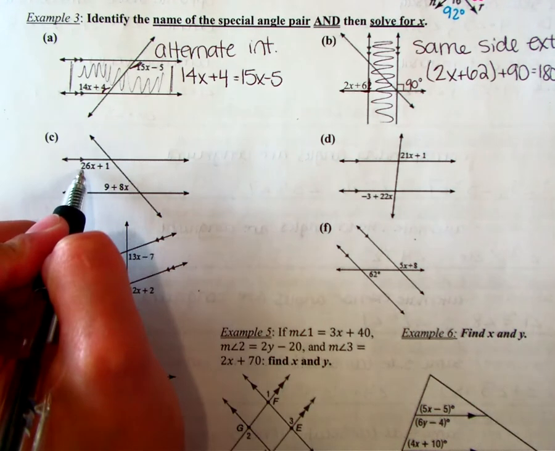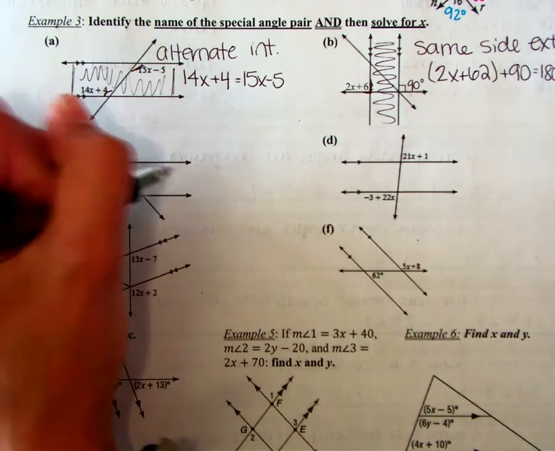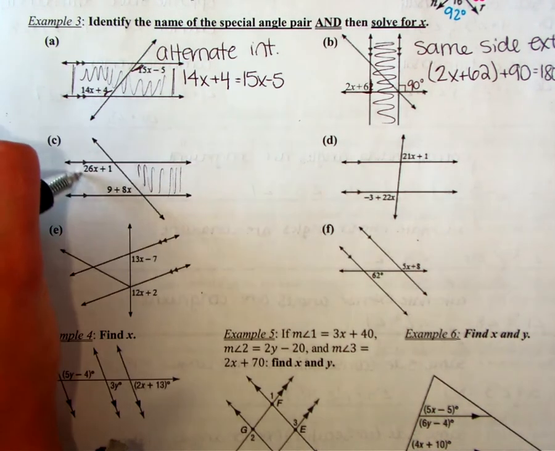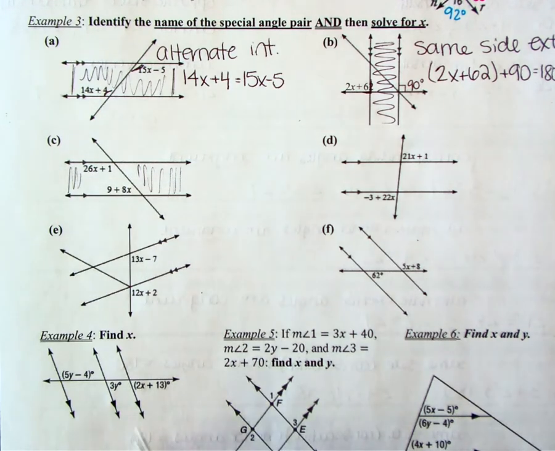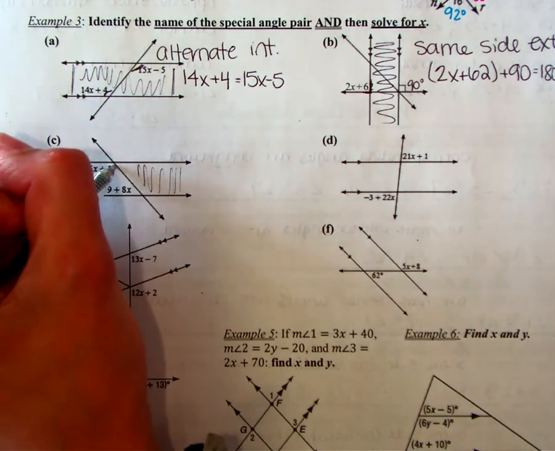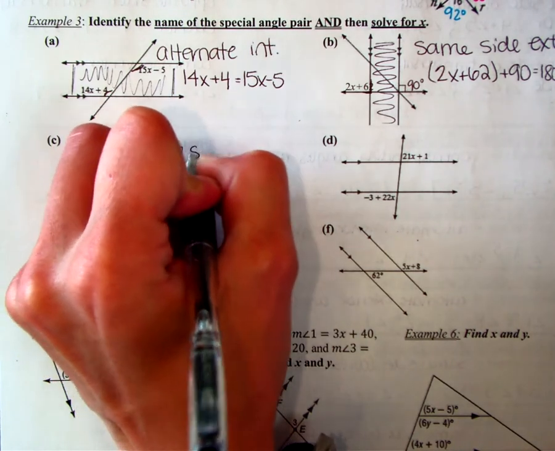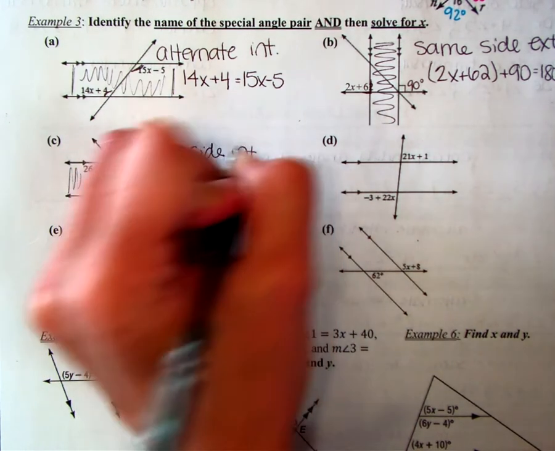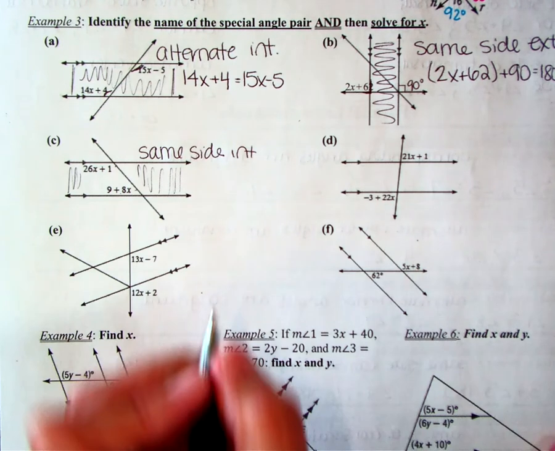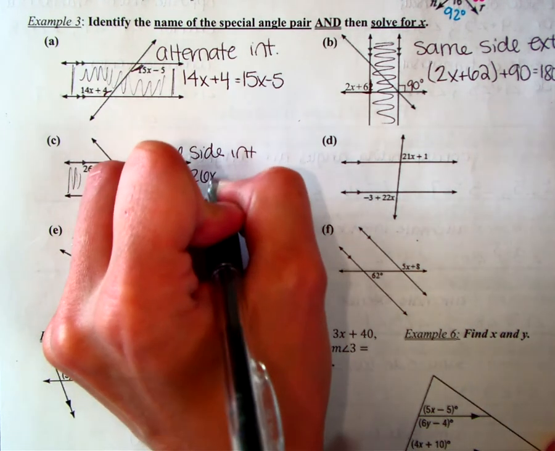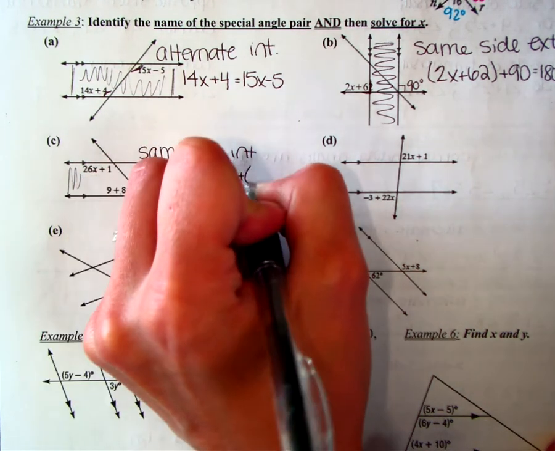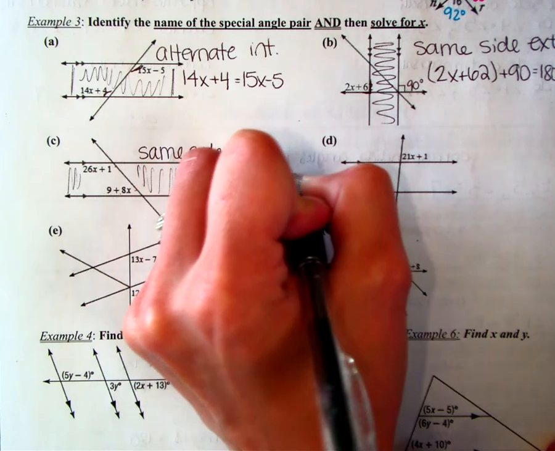Over here, we have 26x plus 1 and 9 plus x. If I kind of shade in my parallel lines, I see that they're both on the interior, so now I have to decide if they are on the same side or opposite sides. They are both to the left of the transversal, so that means that they are same side interior. Same side interior angles are supplementary, so I'm going to add both of those expressions together and set them equal to 180.